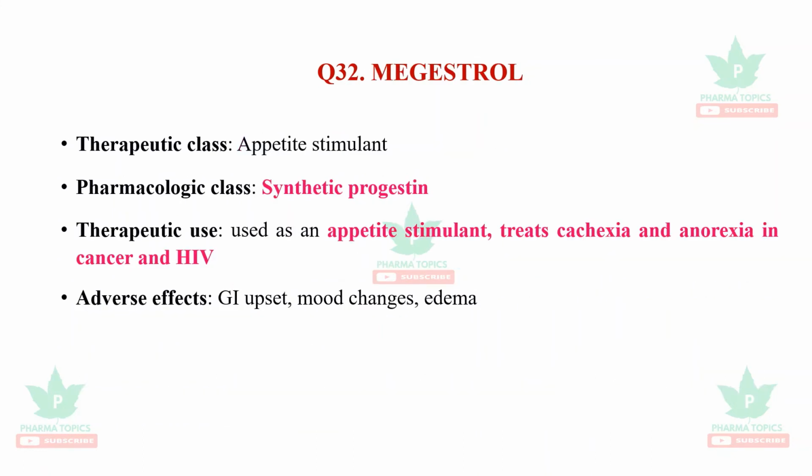The next question is a short note on megestrol. It is an appetite stimulant, a synthetic progestin. It is used as an appetite stimulant, treating cachexia and anorexia in cancer and HIV. The adverse effects include GI upset, mood changes, and edema.